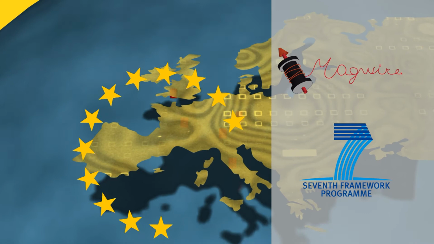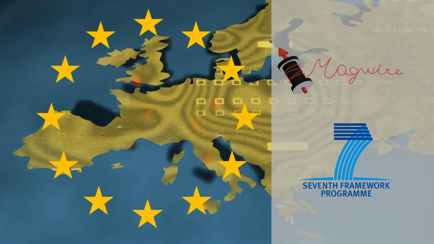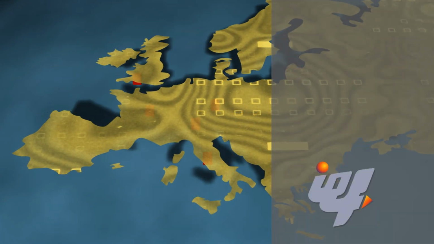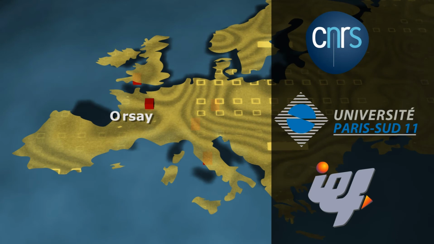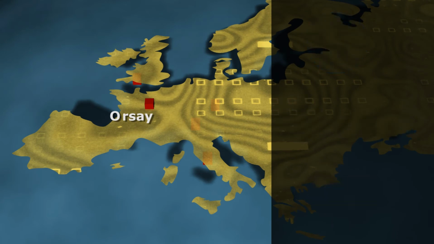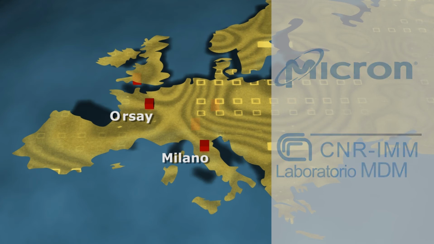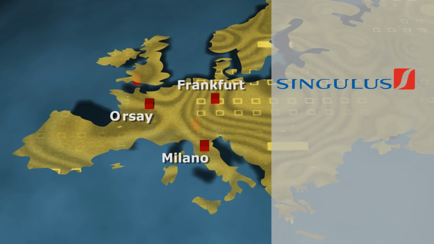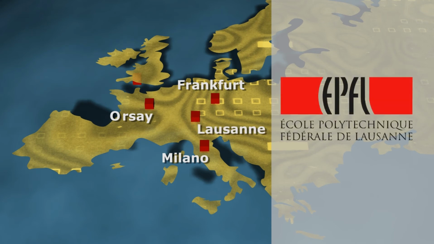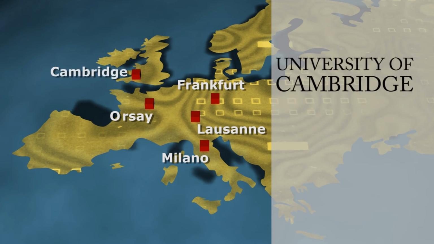Co-funded by the 7th Framework Program, experiments and demonstrations can be made under the best possible conditions, that is, in the outstanding, distinguished, and state-of-the-art facilities at the University of Paris South in Orsay, the U.S. company Micron and the Italian CNR both in Milan, the German company Singulus in Frankfurt, the École Polytechnique Fédérale de Lausanne, and finally the University of Cambridge.